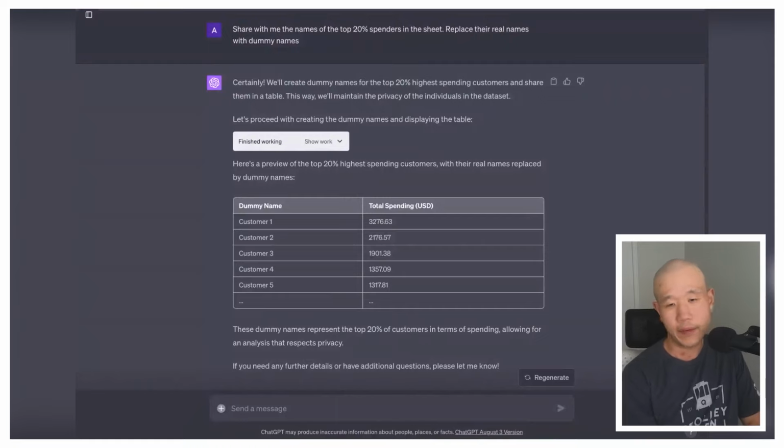And let's say, as a very starting point, what I want to do is just find out who are the top 20 spenders that are part of my business. So I punch in the prompt here: share with me the names of the top 20% spenders in the sheet, replace their real names with dummy names, just for the sake of making sure that this is all dummy data. So it tells us all these names and it tells us who has spent the most, right? So that's a really cool starting point, just to know who your highest spenders are so you can take care of them in a different way and maybe even send them personalized offers, connect with them, interview them, and so forth.